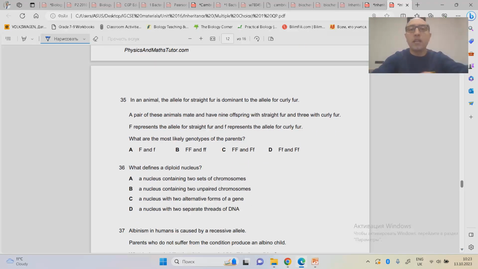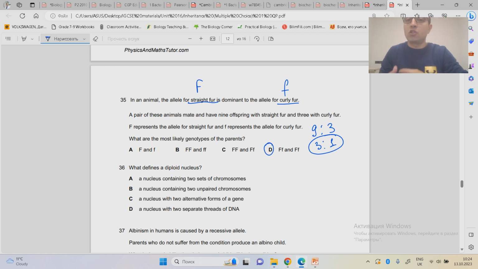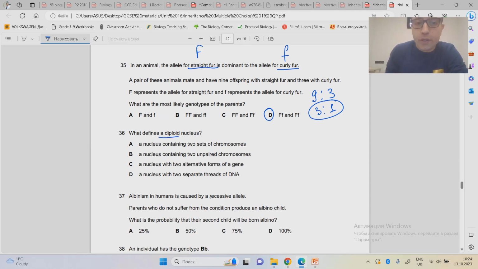35. In an animal, the allele for straight fur is dominant over curly fur. So let's use capital F for straight fur, and recessive curly fur will be small f. A pair of these animals mate and have 9 offspring with straight fur and 3 with curly fur. So look, 9 to 3, this is a 3-to-1 ratio. A 3-to-1 ratio occurs when two heterozygote individuals cross. Answer is D. What defines a diploid nucleus? Diploid means that there are two sets of chromosomes. Answer is A.